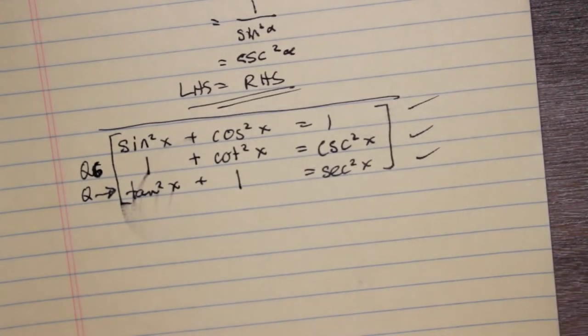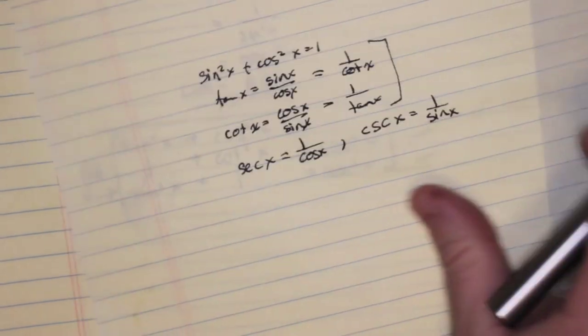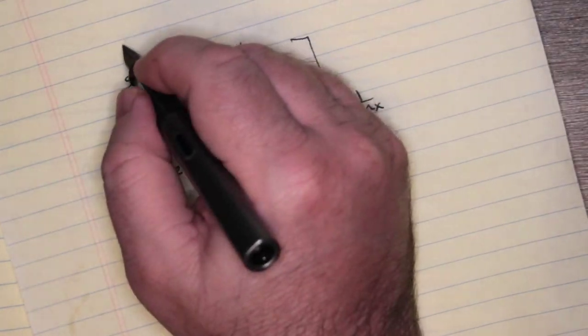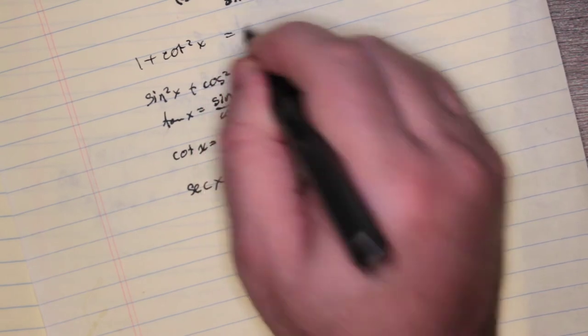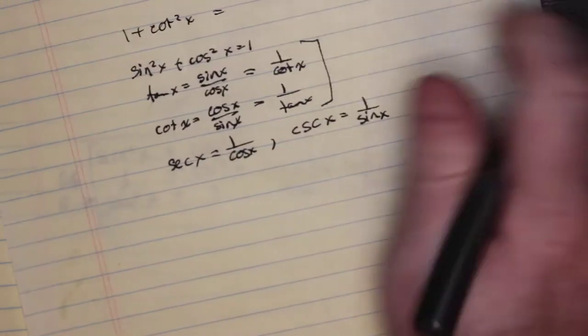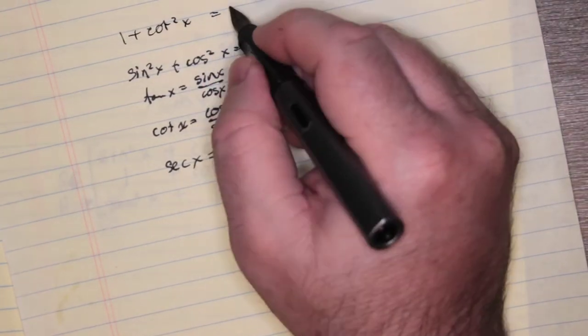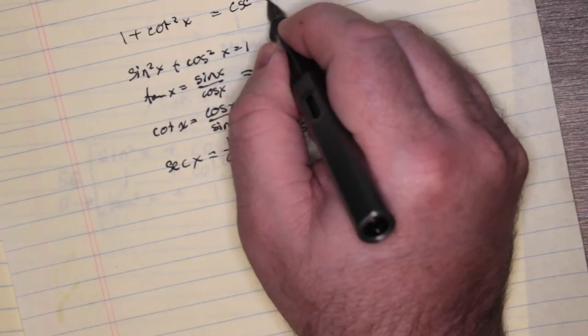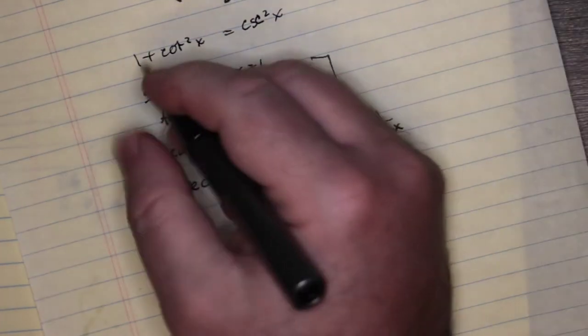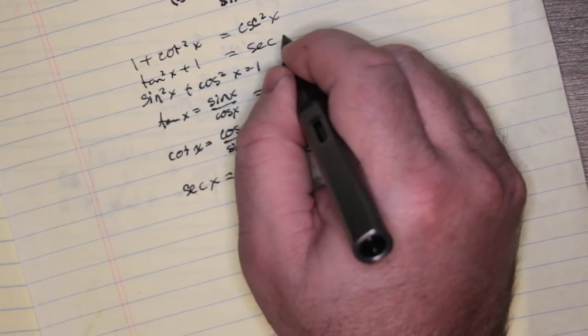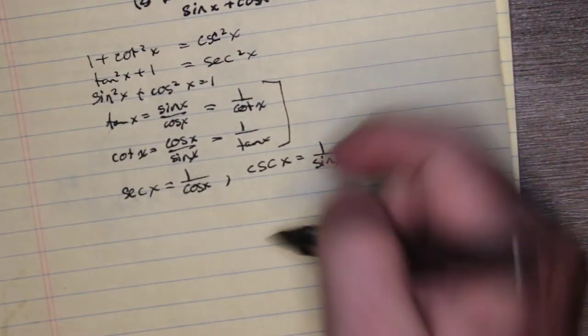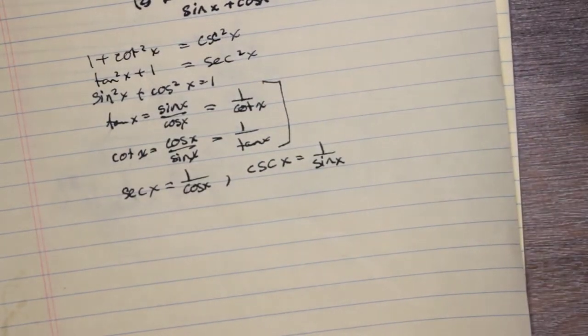So you can see here, we got more identities to add here. It isn't just sine squared plus cos squared now. We got two more. They brought their friends with them. So 1 plus cotan squared x equals, I believe, cosecant squared x. The other one was tan squared x plus 1 equals secant squared x. So now we got a few more that we can work with.